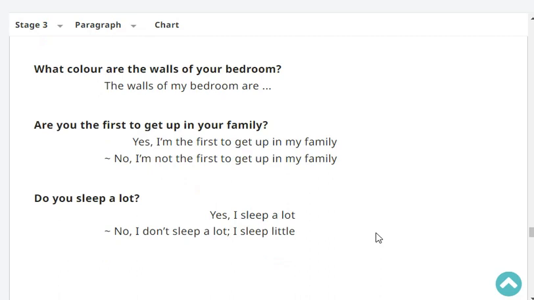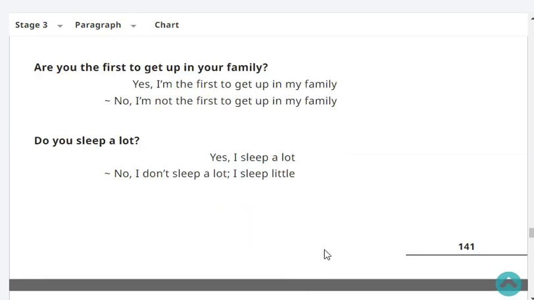What colors are the walls of your bedroom? The walls of my bedroom are white. Well, are you the first to get up in your family? Yes or no? No, I'm not the first to get up in my family.